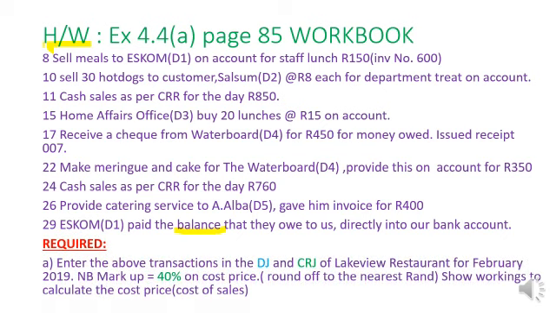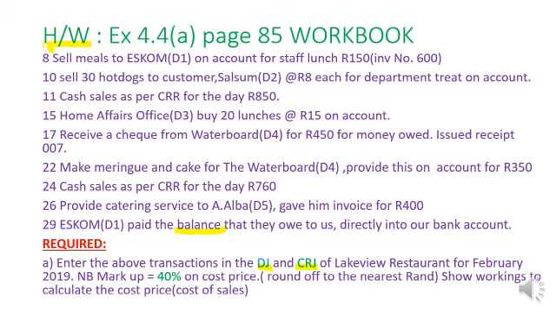So what you are required there is to enter the above transactions in the DJ. Right, some are going to the DJ, okay, and then also in the CRJ. So some of these transactions are for the DJ and some are for the CRJ. Which ones are for the DJ? All credit sales or all goods sold on account or services provided on account. What are for the CRJ? All money received, whether from debtors or for cash sales, as long as money was received, CRJ.